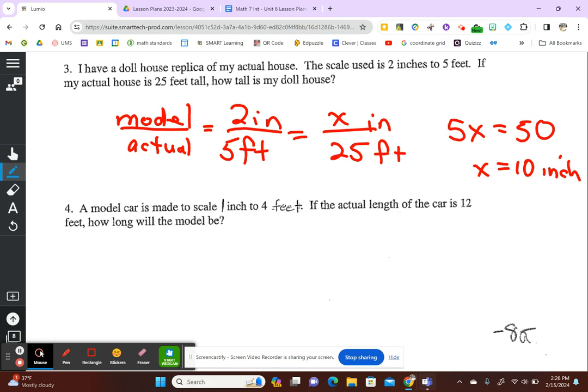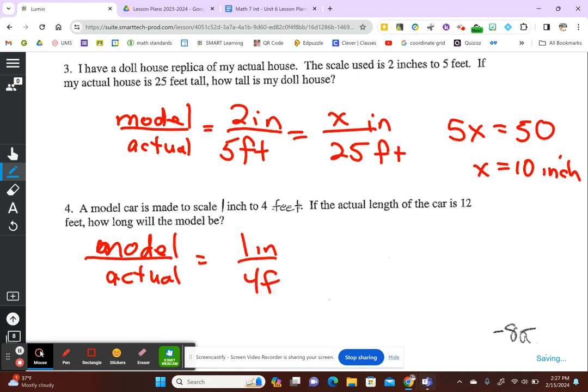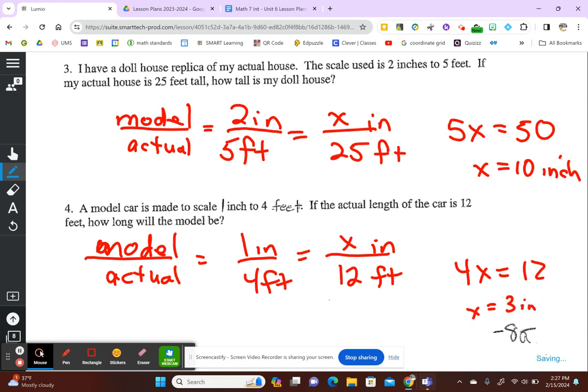Okay, so stop it again and try to do number 4. So number 4, I have model to actual is 1 inch is to 4 feet equals blank inches to blank feet. And the actual length of the car is 12 feet. So what's the model? So I get 4x equals 12 and x equals 3 inches.